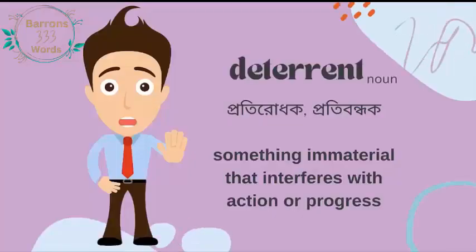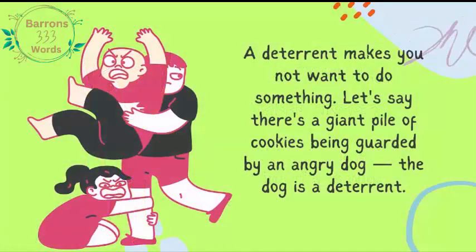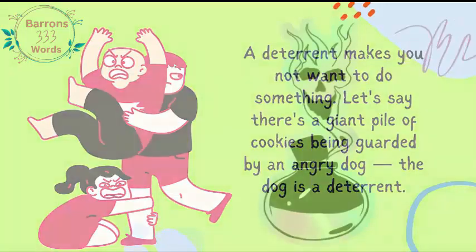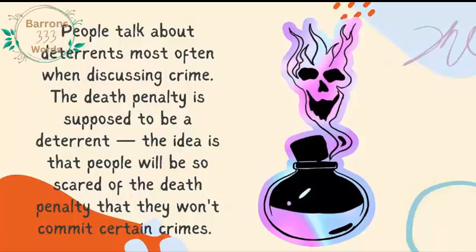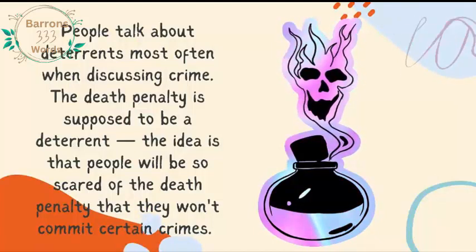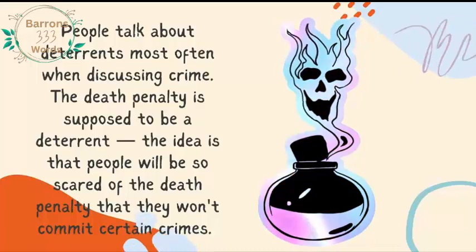Deterrent. A deterrent makes you not want to do something. Let's say there's a giant pile of cookies being guarded by an angry dog. The dog is a deterrent. People talk about deterrence most often when discussing crime. The death penalty is supposed to be a deterrent. The idea is that people will be so scared of the death penalty that they won't commit certain crimes.